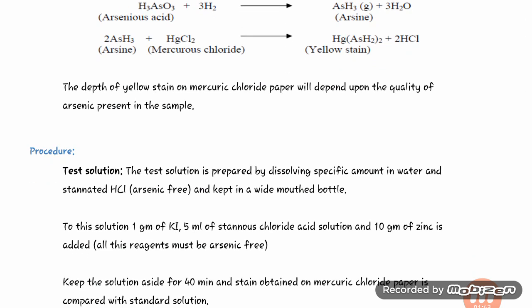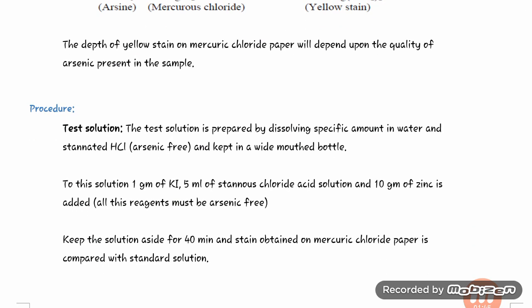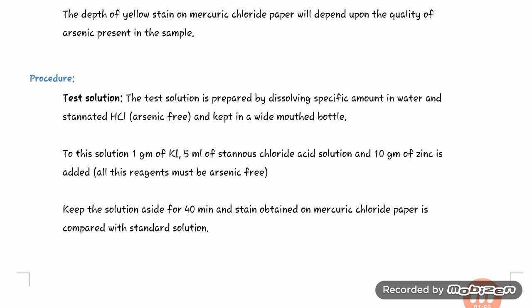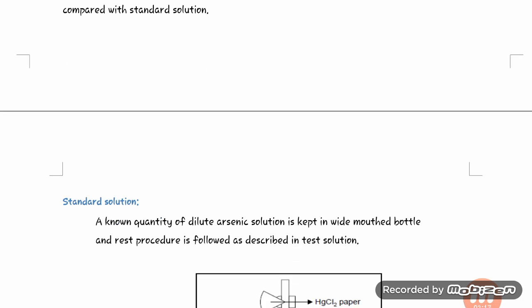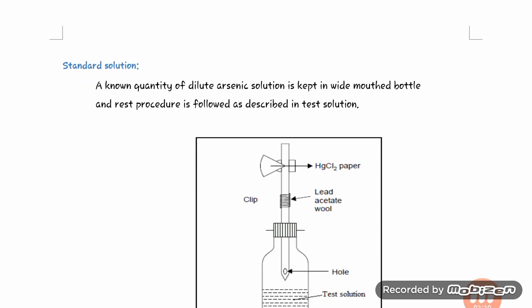Procedure: test solution. The test solution is prepared by dissolving a specified amount in water and stannated HCl, which is arsenic free, and kept in a wide mouthed bottle. To this solution, add 1 gram of KI, 5 ml of stannous chloride acid solution, and 10 gram of zinc. Keep the solution aside for 40 minutes, and the stain obtained on mercuric chloride paper is compared with the standard solution.